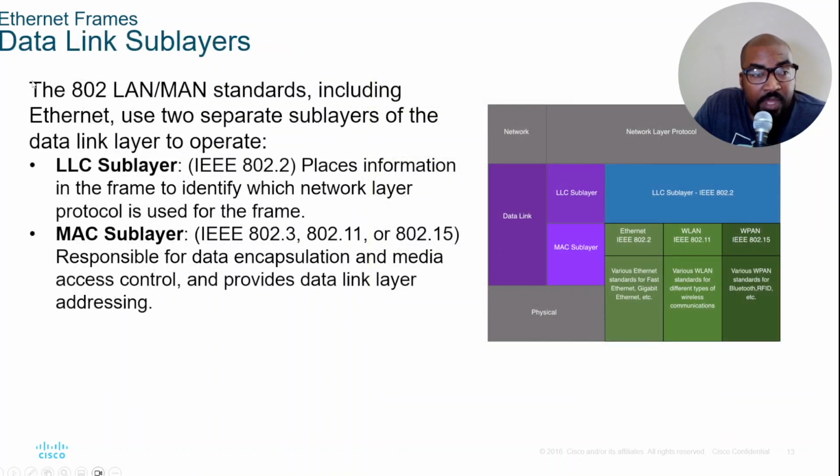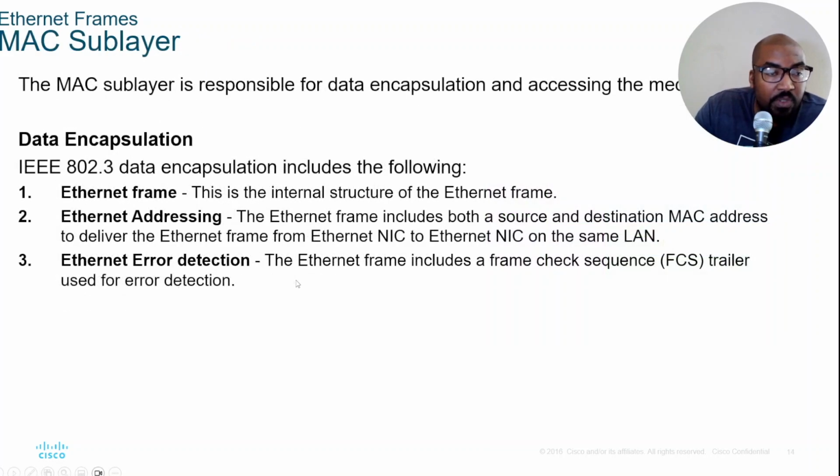Data link sublayers: the 802 local area network and metropolitan area network standards include Ethernet, which uses 2 separate sublayers of the data link layer. The LLC sublayer, 802.2, places information in the frame to identify which network layer protocol is used for the frame. And then we have the MAC sublayer, the media access control sublayer, which is 802.3, 802.11, and 802.15, which is Bluetooth. It's responsible for data encapsulation and media access control and provides data link layer addressing.